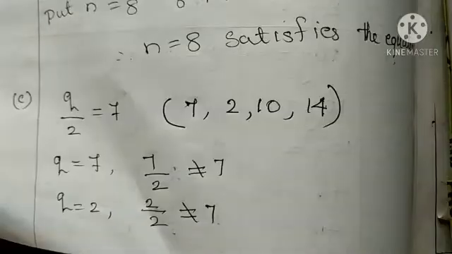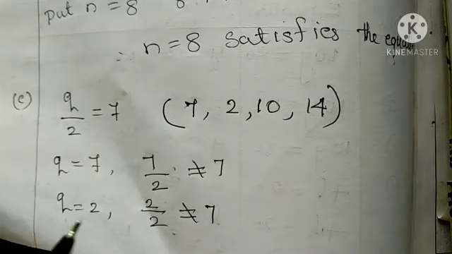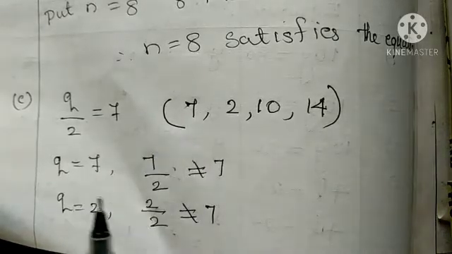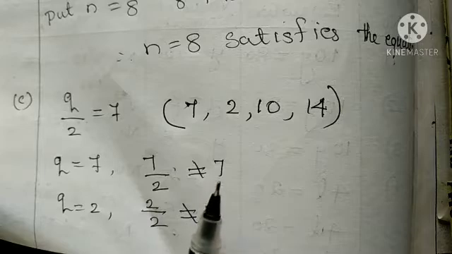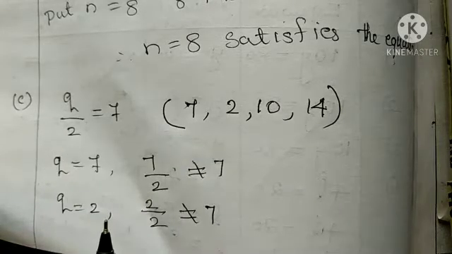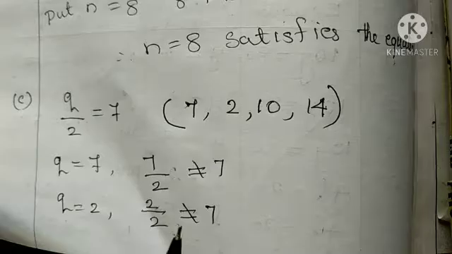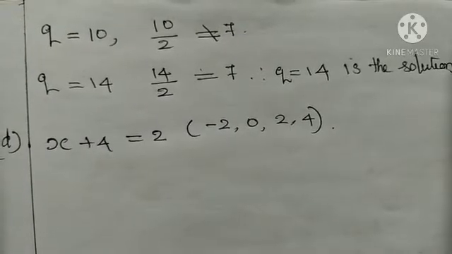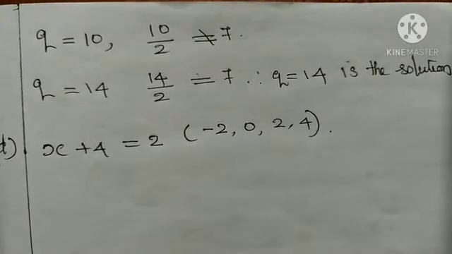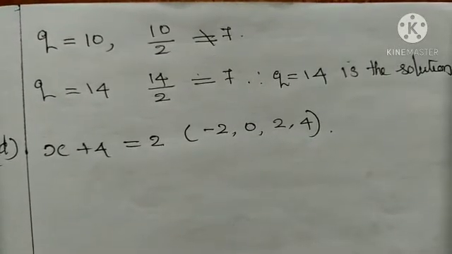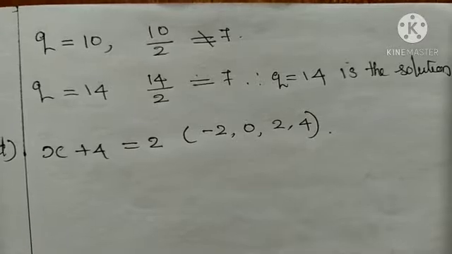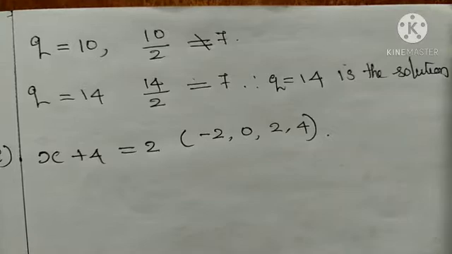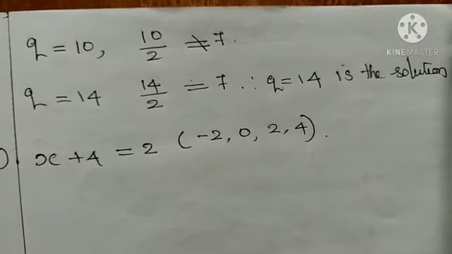Next question, q by 2 equal to 7. If we put q equal to 7, 7 by 2 not equal to 7. If we put q equal to 2, 2 by 2 not equal to 7. If we put q equal to 10, 10 by 2 also not equal to 7. So these values are not solution of this equation. Q equal to 14. 14 by 2 we know that it is 7. So q equal to 14 is the solution of this equation.